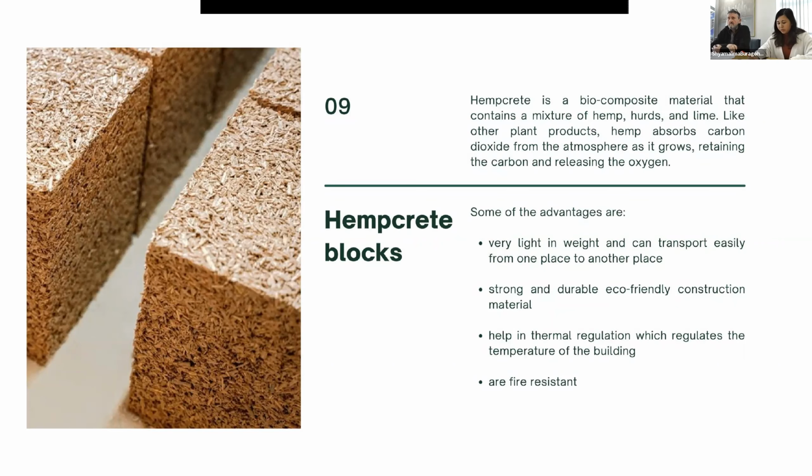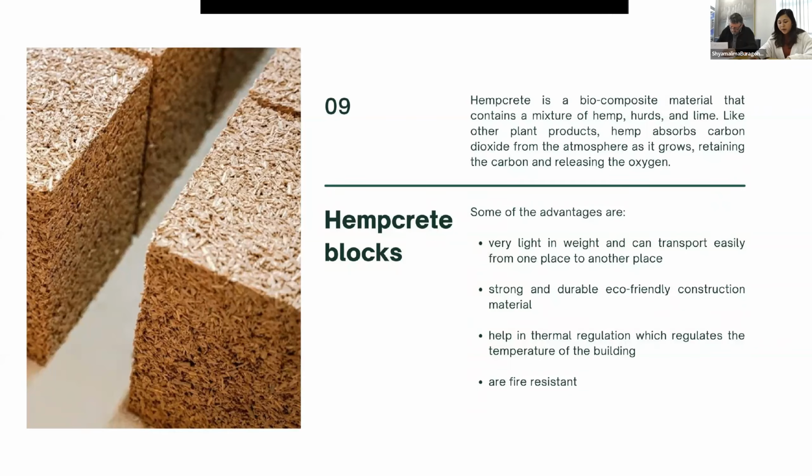Hempcrete blocks are building materials made from a mixture of hemp shiv, which is the inner woody core of the hemp plant, along with water and a binder, which is usually lime. They are used as an alternative to traditional building materials like concrete and wood, as they are more environmentally friendly and sustainable. It is a zero-carbon building material as it absorbs carbon dioxide from the atmosphere during its growth, which is then locked into the material when it is used in construction.